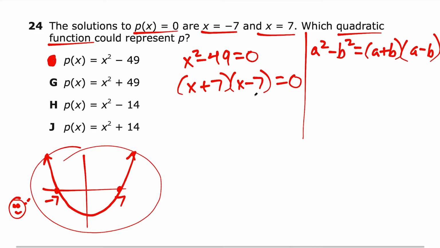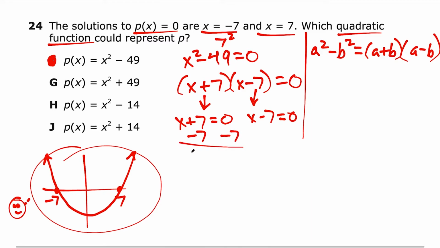So I would use that idea that technically 49 is 7 squared, so I'd have x squared minus 7 squared factoring to this. And now if I set each factor equal to 0, that gives me x plus 7 equals 0 and x minus 7 equals 0. And if I solve, that's going to give me a solution of x equals -7, and the second equation gives me a solution of x equals +7. So that's how I know this one here is definitely going to check out.